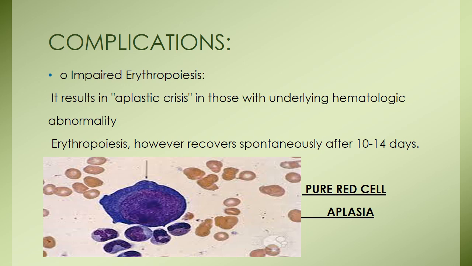The virus invades and destroys the red cell progenitors and it results in aplastic crisis, especially in those with underlying hematologic abnormalities like sickle cell anemia and HIV. But the good thing is erythropoiesis recovers spontaneously after 10 to 14 days. It is because the neutralizing antibodies against parvovirus B19 are developed by this time.